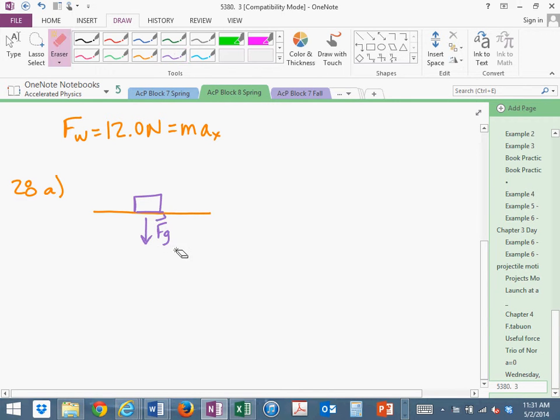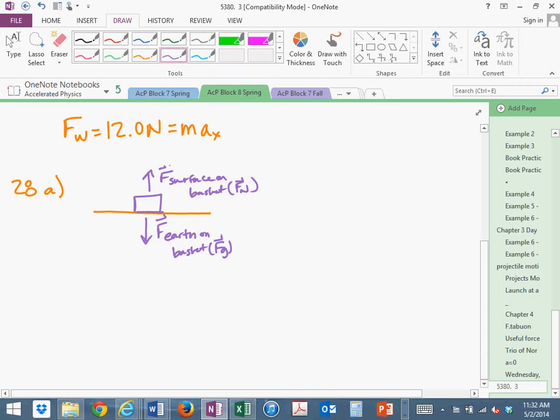And if we were a really good kid, we'd actually write that's the force of the earth on the basket, Fg. And then you've got the force of the surface on the basket, Fn. Does that make sense to you? And that's all you have to do.